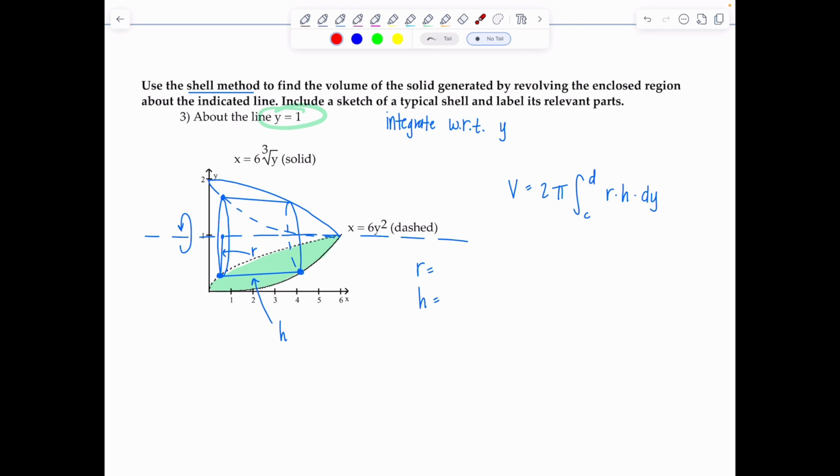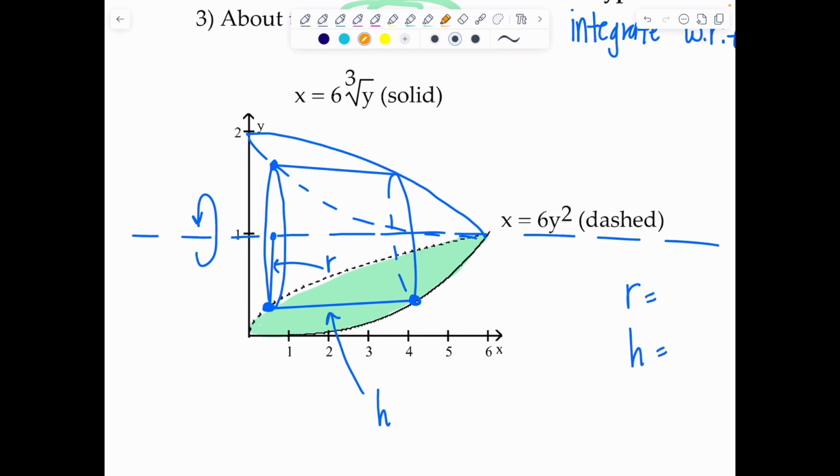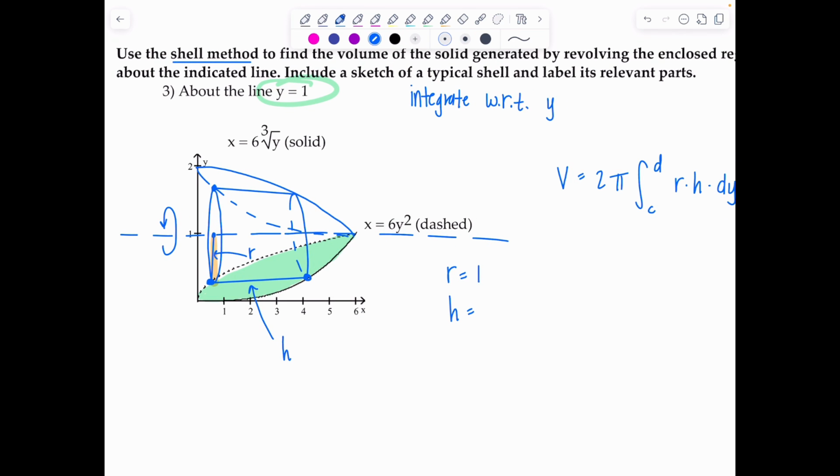So look at the radius here. We will zoom. Here's the radius. We're going to do what's bounding it on the top minus bottom. This is y equals 1. So 1 minus whatever the y value is, where we're peeling, is the radius. Radius is 1 minus y. Now what about the height? Again, we're going to do right minus left. On the right is the solid function, 6 cubed root of y. On the left is the dashed function, 6y squared. So 6 cubed root of y minus 6y squared.